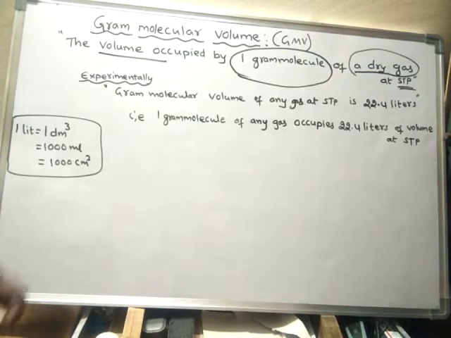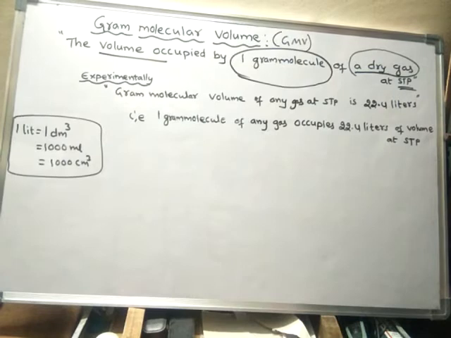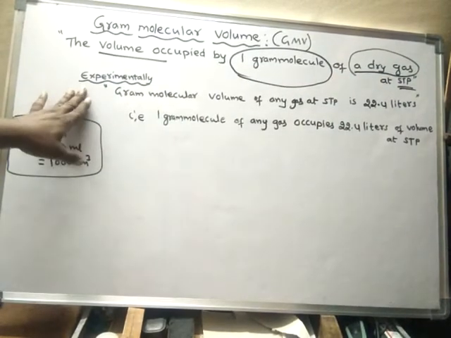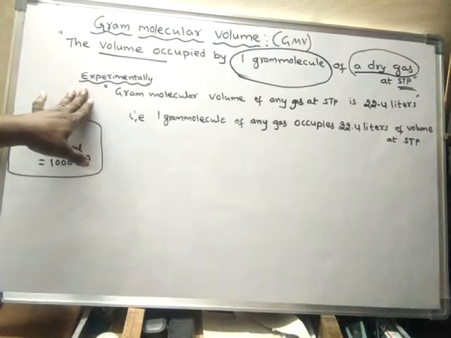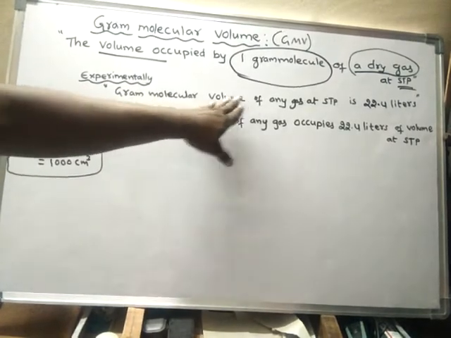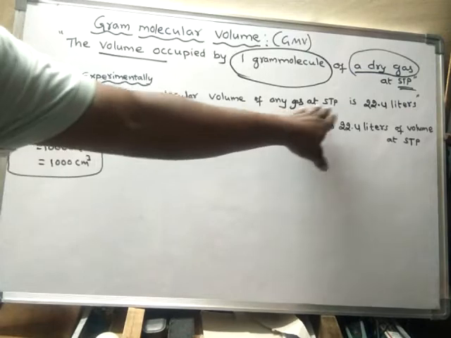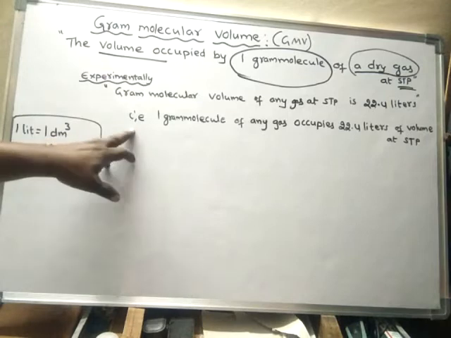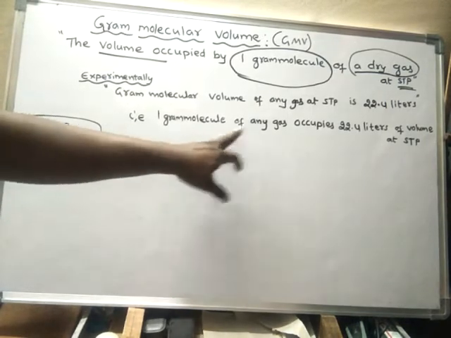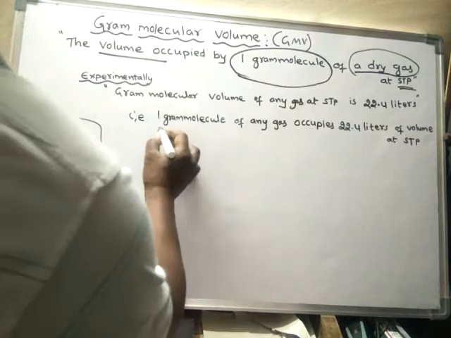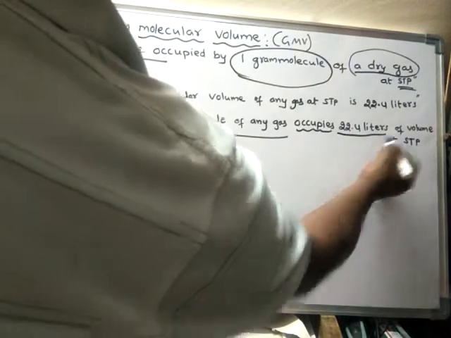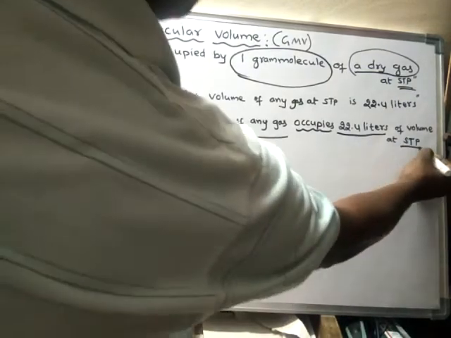The volume occupied by 1 gram molecule, under STP. Experimentally, it is proved that the gram molecular volume of any gas at STP is 22.4 liters. That is, 1 gram molecule of any gas occupies 22.4 liters of volume at STP.